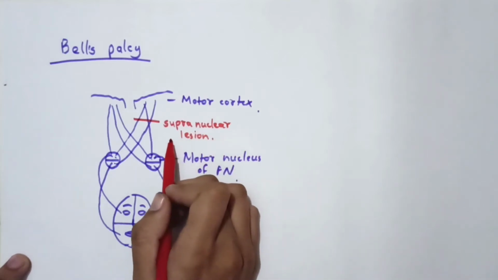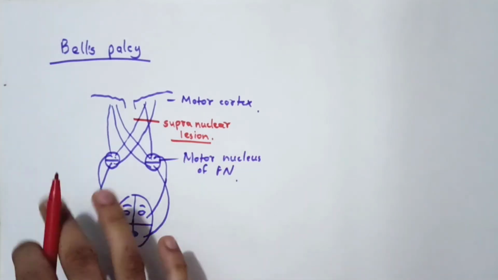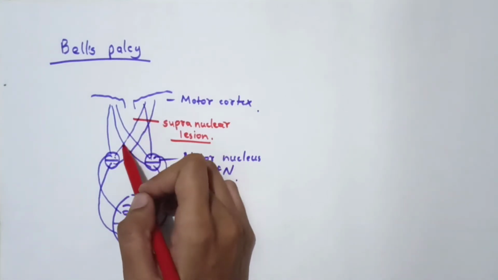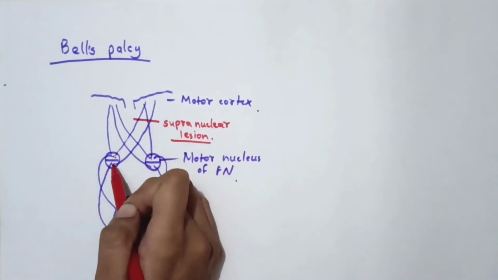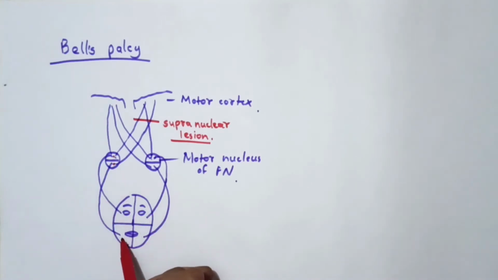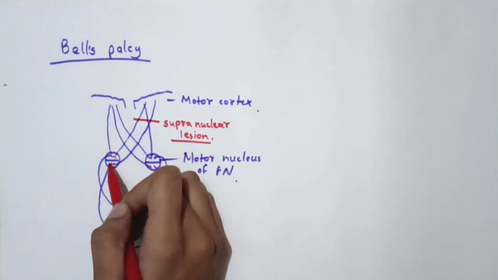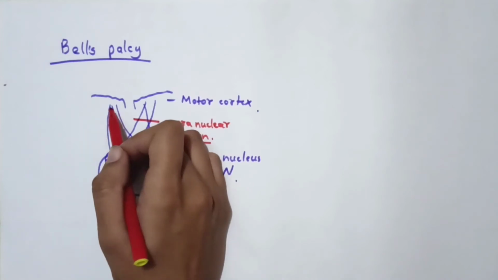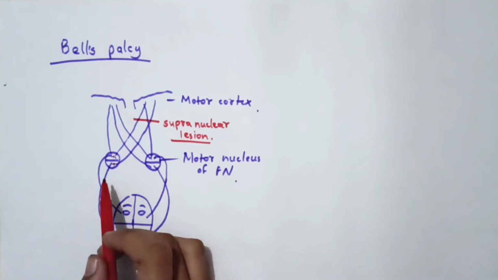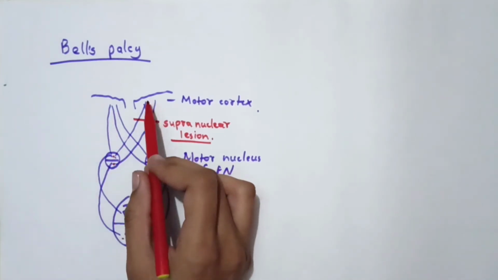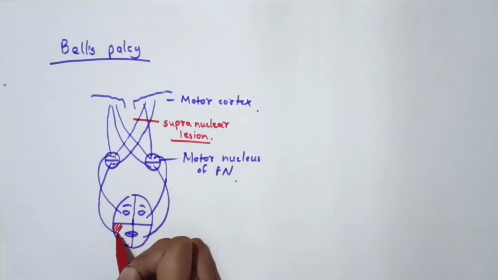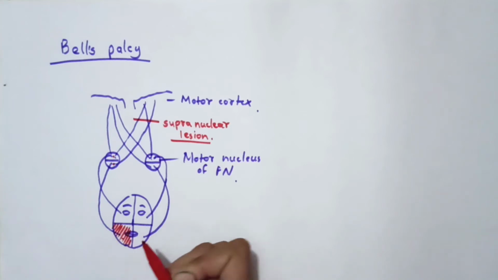So what will happen in the supranuclear lesion? Which parts are supplied by these fibers? The upper part of the nucleus and the lower part of the nucleus supply the upper and lower parts of the face. For the upper part, the fibers are also coming from the same side, but for the lower part of the face, no fibers are coming from the same side, only from the opposite side. So in the supranuclear lesion, only the lower half on the side opposite to the lesion will get paralyzed.